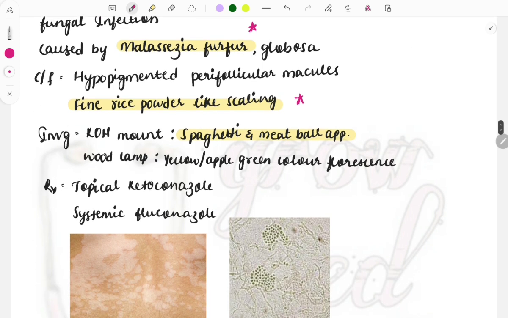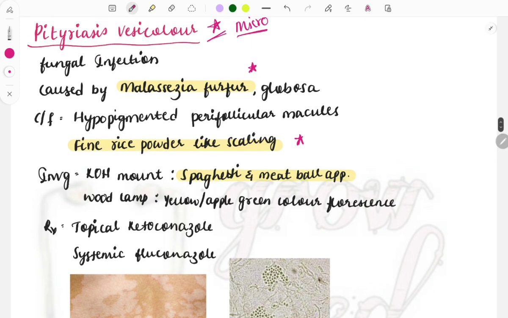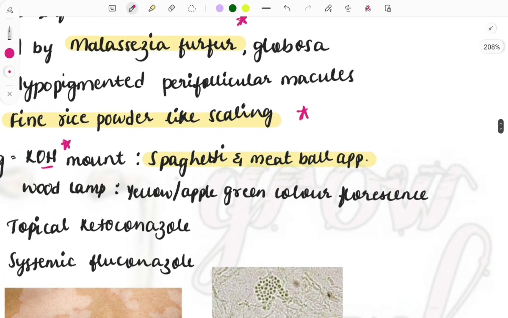Okay. Then investigation KOH mount. See, it is a fungal infection, and for most of the fungal infections we will be using the KOH mount. ठीक है, तो basic logic है ये. माइक्रो में भी यूज होता है यही वाला कि whenever we will be doing the investigation for the fungal infection, KOH mount. ठीक है, फिर on that you can see a spaghetti and meatball appearance.